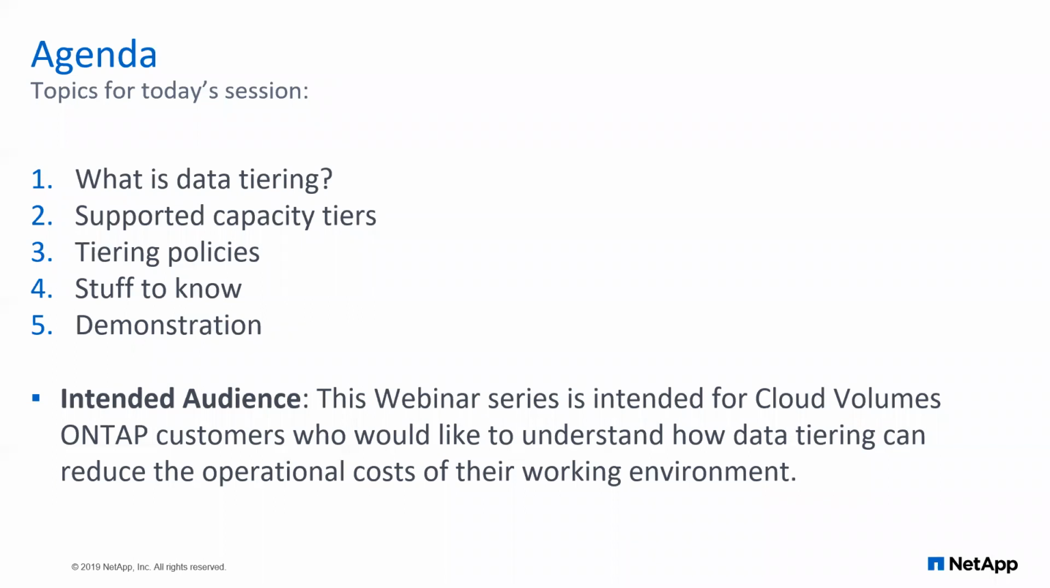Anyway, today's session is intended for Cloud Volumes ONTAP customers who want to know more about data tiering and how it can save a lot of money, quite honestly, as far as your operational costs for Cloud Volumes ONTAP. We're going to start off by talking about what data tiering is at a high level. I'll talk about the capacity tiers that you can utilize in both AWS and Azure. We'll talk about the various tiering policies that Cloud Volumes ONTAP supports. I'll go into a couple of things that you should really know. And then we'll go into the aforementioned demonstration that will hopefully go flawlessly.